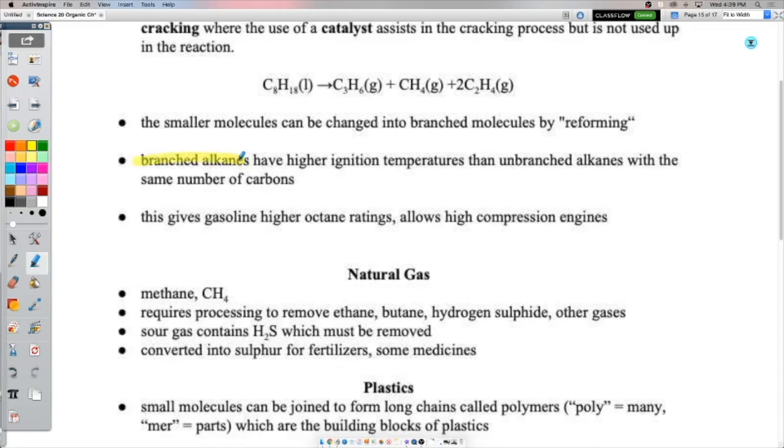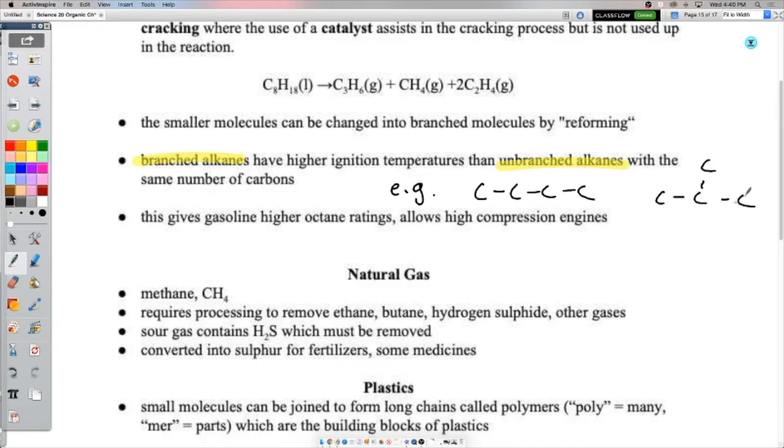branched alkanes have higher ignition temperatures than unbranched alkanes with the same number of carbons. What do we mean by that? Picture butane. Again, I'm leaving out the hydrogens, but butane versus methylpropane. Both have four carbons. If you drew in the hydrogens, you would see the same number of hydrogens as well. So essentially they look the same. They've got the same carbons, even the same hydrogens.